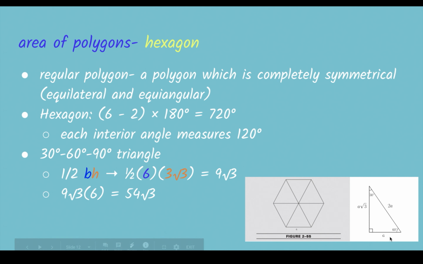A equals 3. And then you plug in 3 into this a. So it's 3 square root of 3. And so when you multiply this, half of 6 is 3. And then 3 times 3 square root of 3 is 9 square root of 3. And then because you have 6 triangles here, you multiply your result, 9 square root of 3, by 6, and you get 54 square root of 3. And this is the area of a hexagon with a side length of 6.